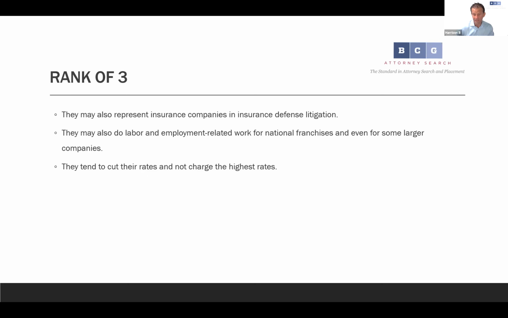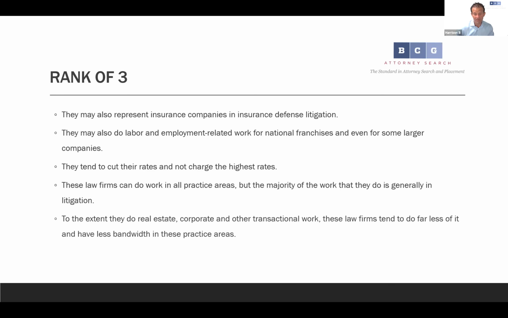It's not to say that there's anything wrong with the 3 firm. These are all good firms, and they often are just full service practices. So they will do corporate and everything. In the smaller markets, they're more likely to do everything. And in larger markets, they're more likely to do litigation, and they tend to do a lot less transactional work as a general rule in larger markets, but that's just how it goes.